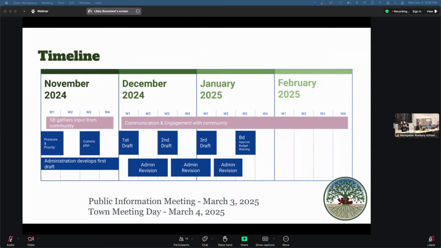There are numbers we don't have from the state yet, so we're making a lot of assumptions in that first draft, and it changes significantly. Where the rubber meets the road is the January meetings, where decisions really have to be made. So all through that, you all will be giving me and Christina feedback as to what we want to do.